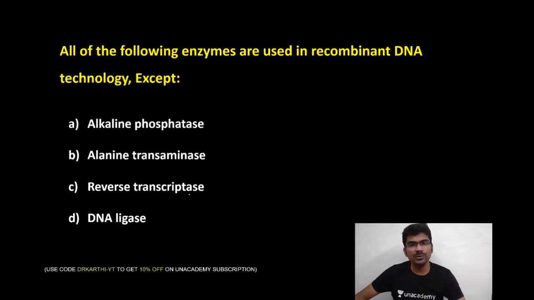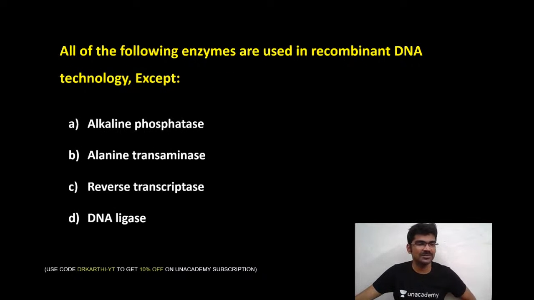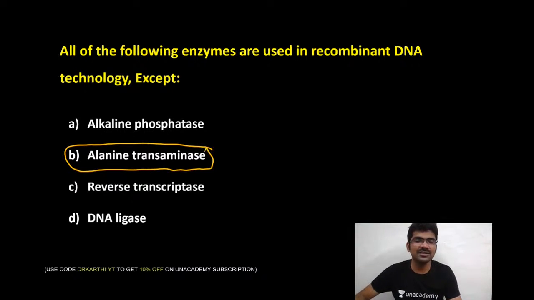All of the following enzymes are used in recombinant DNA technology except, answer this. We have just one more question. All of the following enzymes are used in recombinant DNA technology except. Excellent, Akash. Obviously you can see that alanine transaminase is not used in recombinant DNA technology. Revanshi, good. Nice.